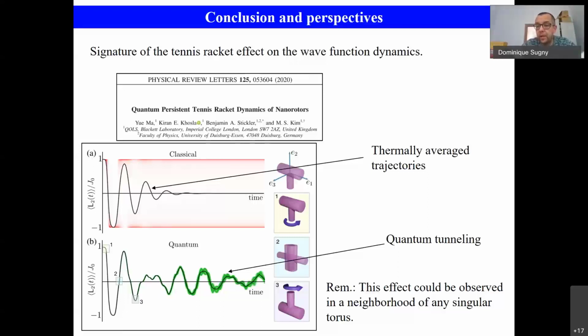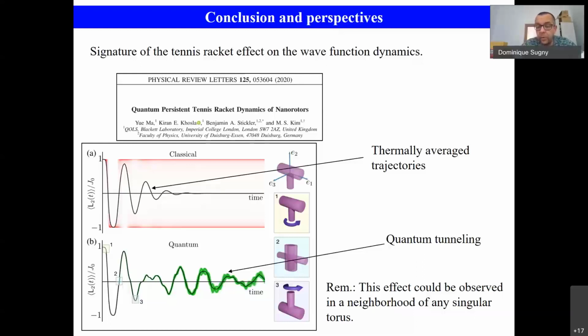And this point is due to the quantum tunneling that we can observe between the oscillating and the rotating trajectories of the rigid body. But for the moment, it's just some numerical simulations, and one goal would be to try to show this effect from the experimental side, with, for instance, the control in gas phase of asymmetric top molecule by laser field.